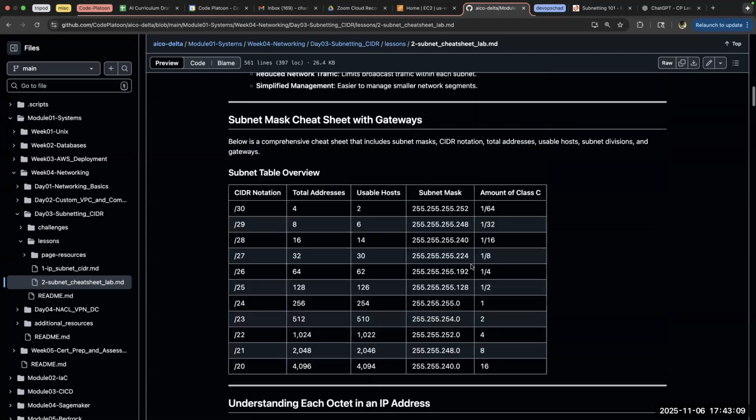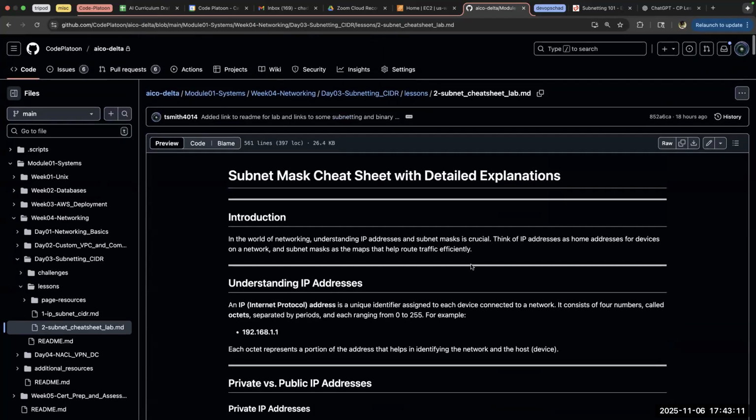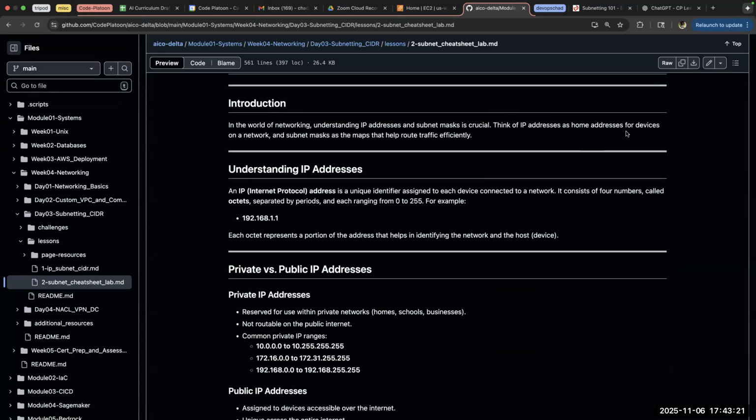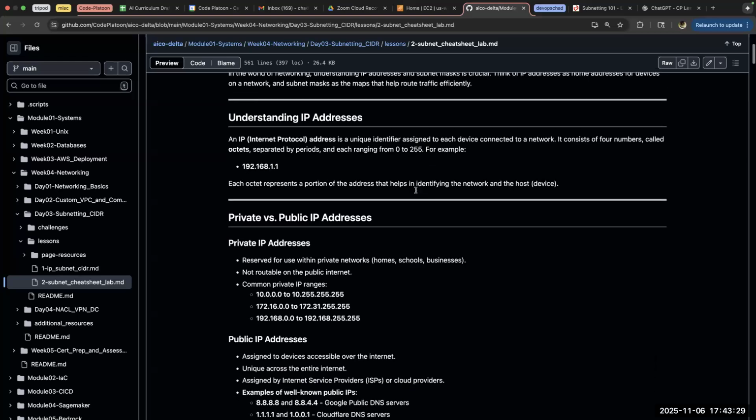All right, so scroll up here to the top, and I'll read some of this. There's not a lot to read here. So in the world of networking, understanding IP addresses and subnet masks is crucial. And it really, really is. So think of an IP address as a home address for devices on a network, and a subnet mask as the maps that help route traffic efficiently. And so what is an IP address?